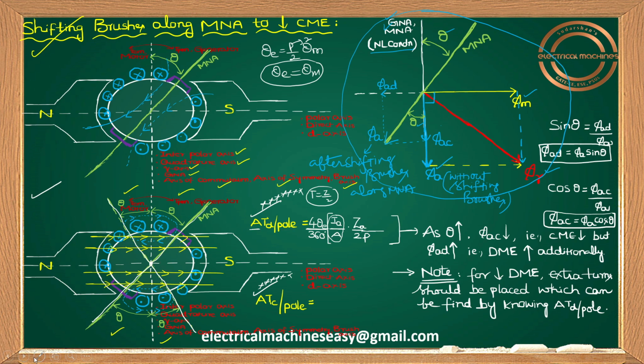Very simple. For that, once again you have to apply the right hand thumb rule. Here I got armature current as cross. In the right hand thumb rule, your thumb indicates the direction of armature current, which is entering into the board. So the direction of armature flux will be clockwise. It will be like this.